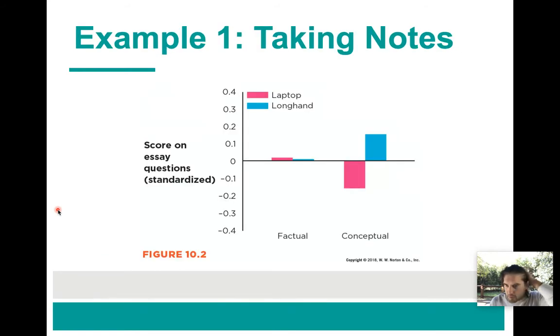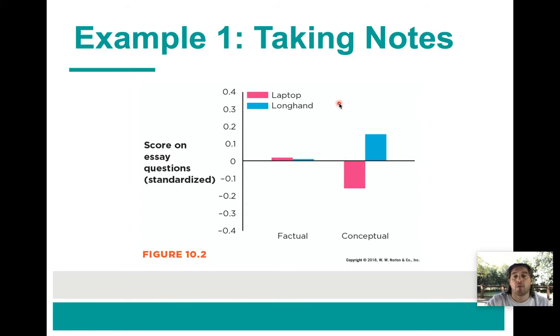So in this first experiment, we have two groups of people. We have people who take notes on a laptop, and then we have people who take notes longhand. This basically just means writing notes on paper. You're using pen and paper. So we end up with two groups of people, the laptop people and the longhand people. They come to the same class. They're taking the same course, they're hearing the same information, and they're taking notes.